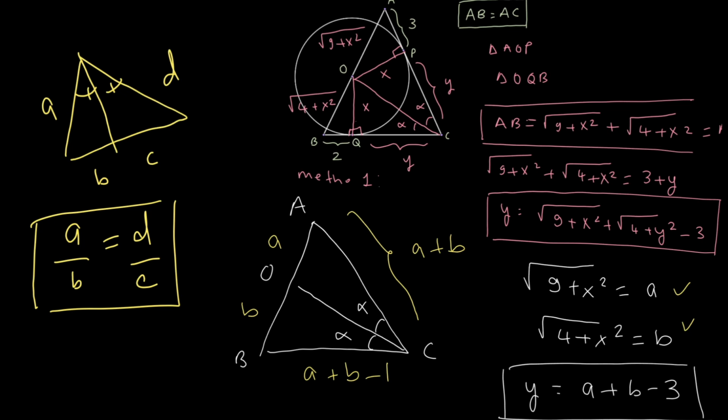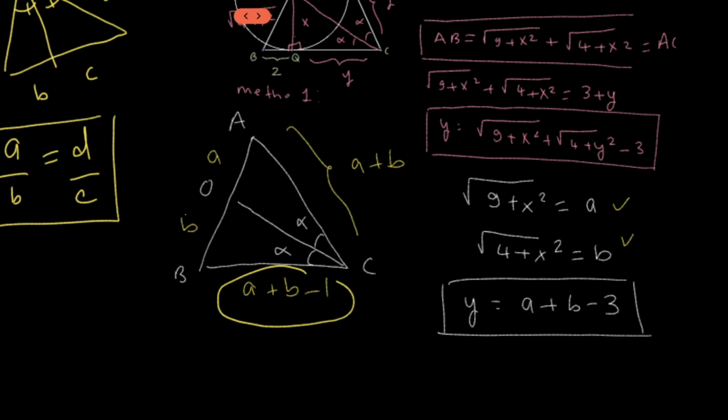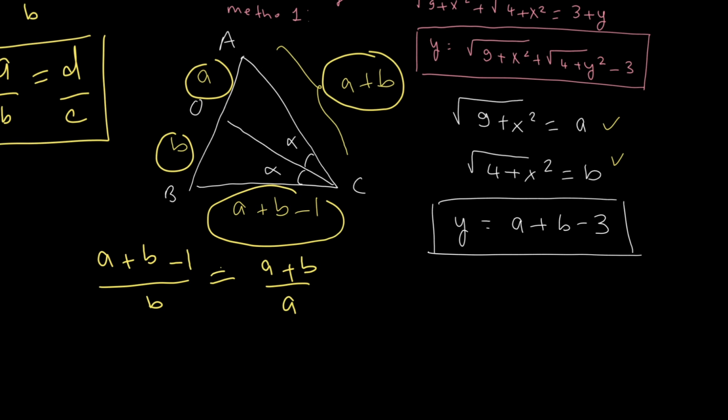So using the same theorem over here, C is the angle bisector, therefore the ratio of this upon this, so A plus B minus 1 upon B would be equal to the ratio of this upon that, which is A plus B upon A. Now to simplify this further, we can do the cross multiplication.